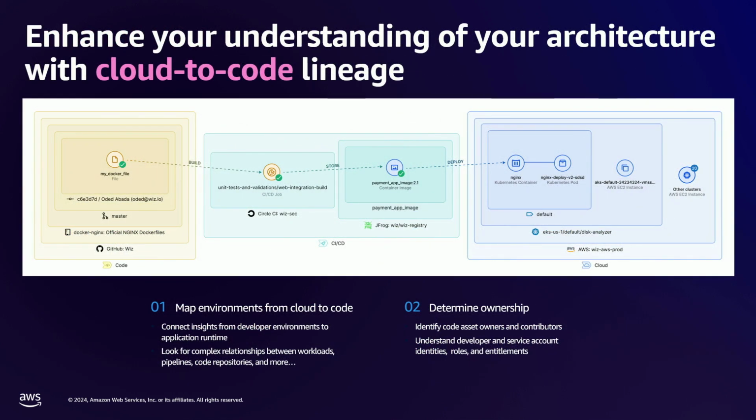So starting off with the cloud to code lineage. As I mentioned, it's obviously important to understand the relationship between my cloud resources and my code. So we want to be able to map the environment from the cloud to the code to understand that complexity, so we can remove risks if they do come up. And we also need to determine the ownership of, hey, this resource in my cloud environment was created in this piece of code that is owned by this developer, because then it will help us with remediation.